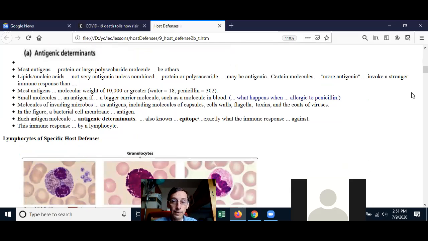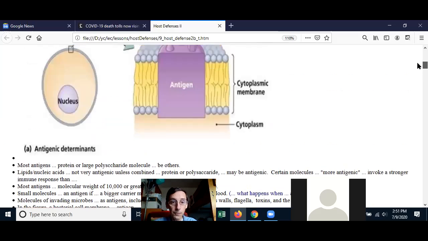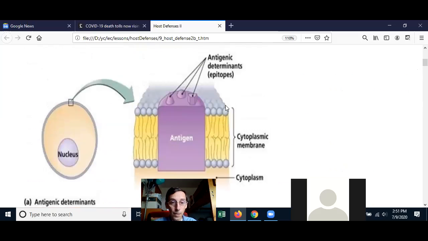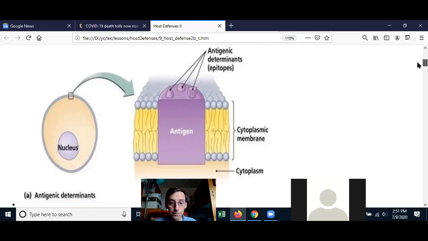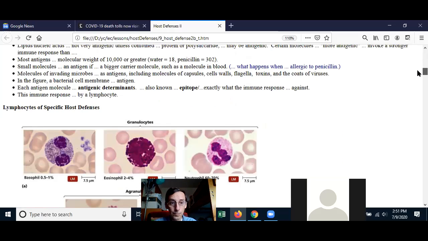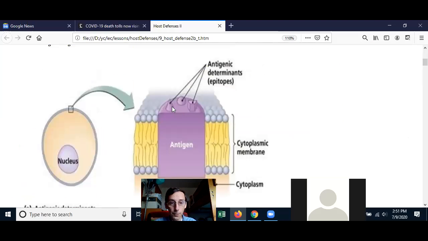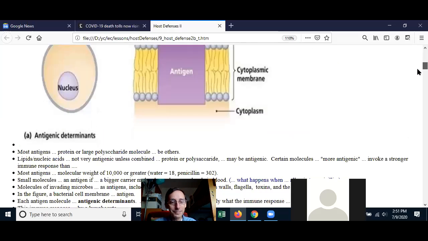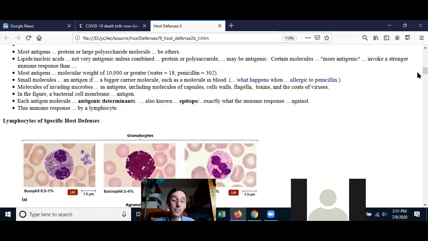So what the host is specifically reacting to is called an antigenic determinant or an epitope, the specific part that the host is reacting to on this antigen. And that would be what the antibody would bind to, this epitope, assuming that that antibody binds to that epitope. And the immune response is started by a lymphocyte. Any questions about any of that?